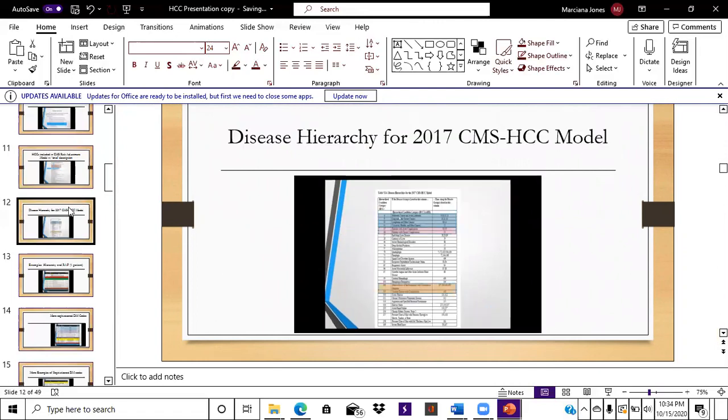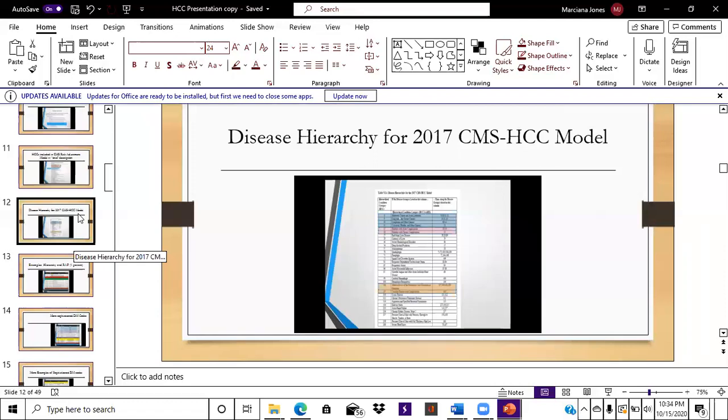So, disease hierarchy for the 2017 CMS model. When I did this presentation, basically things are still the same. I did this presentation maybe a year and a half ago, at the end of 2018 or something like that, and I was going right off the 2017 information. So it's basically the same. That's why I still shared it with you guys, because it's really nothing new, nothing to add to the presentation that wasn't already in place.